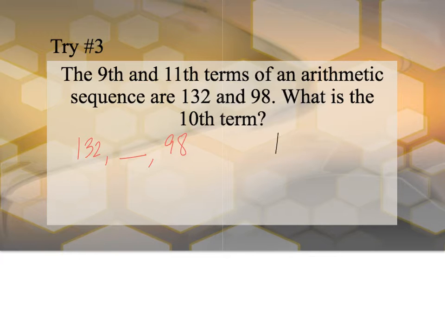So again, we add 132 plus 98 and divide by 2. So 132 plus 98 is going to give us 230. And 230 divided by 2 should be 115. So 115 is our 10th term.